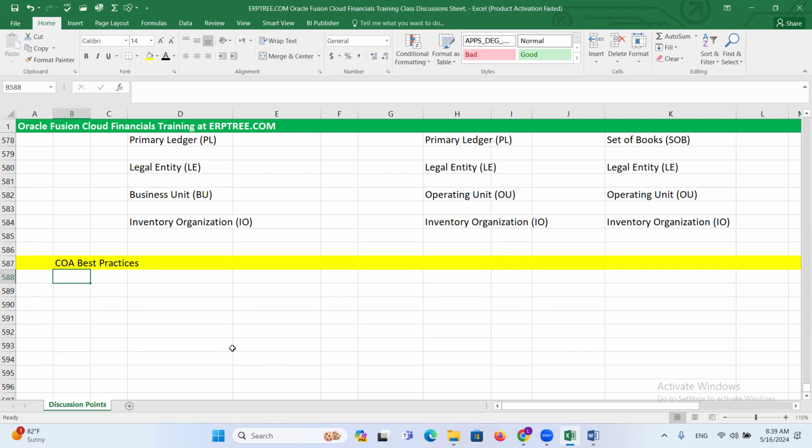So always make sure your balancing segment values are equal to your business units. It is a best practice. Many clients don't follow it also, but we have to tell them. What does it mean, balancing segment values equal to business units?